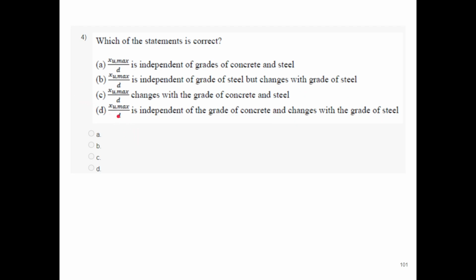If you check it from the similarity of triangles, it is mainly dependent on the strain values. The strain of concrete is always constant, so it is 0.0035. But the strain of steel is 0.87 fy by Es plus 0.002. There the fy value, that is the grade of steel, changes. So based on this, Xumax by d also changes. This is 0.0035, but here fy is variable. So it is independent of grade of concrete, but dependent on grade of steel. So D is the correct option.